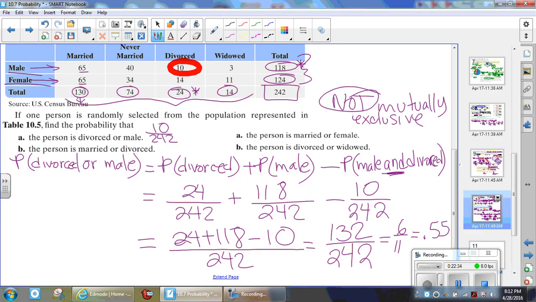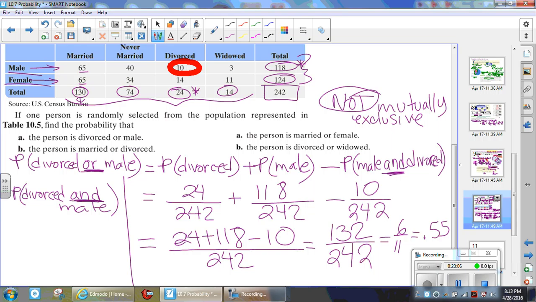So what you see here, the person is divorced or male, this is not correct. That is the answer for something else. The question was something around what is the probability that a person selected from that group will be both divorced and male. You guys see the difference, or and male. And so if we were just to calculate that, it would be enough for us to look at that 10, where both things happen, divorced and male.